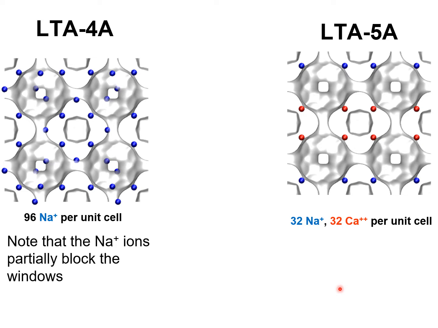In industrial practice, the LTA all-silica version is not used. Rather, we have cation-exchanged 4A and 5A zeolites that are commonly used. For 4A zeolite, we have 96 sodium cations per unit cell, and the locations of these cations are shown by the blue spheres.